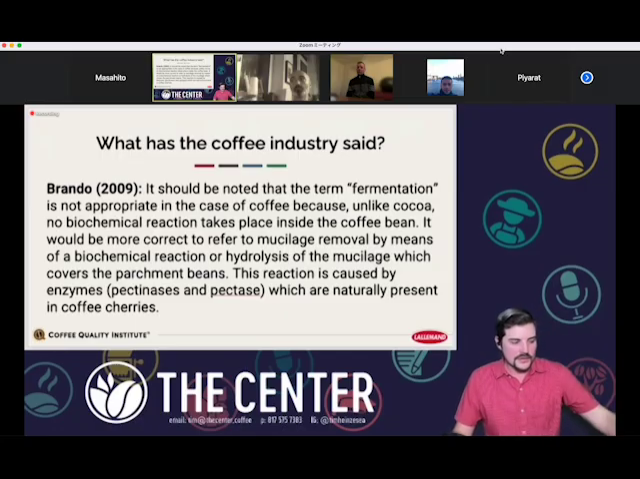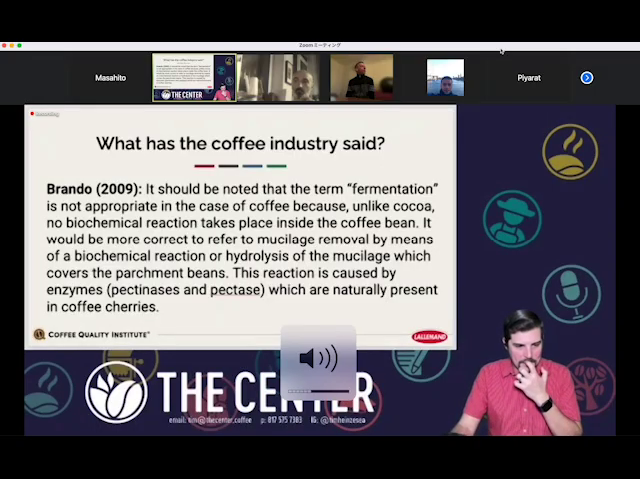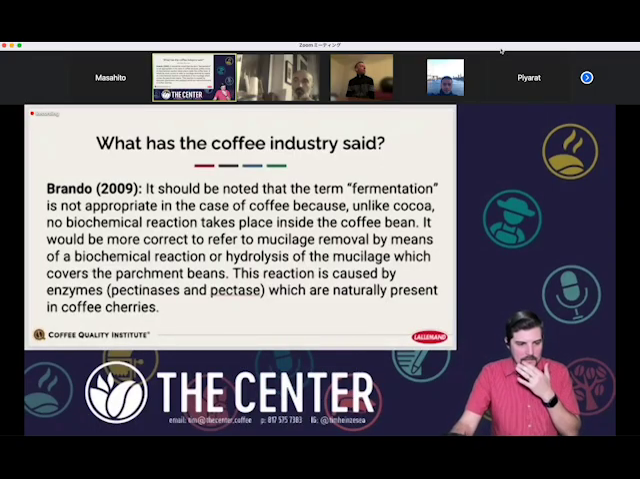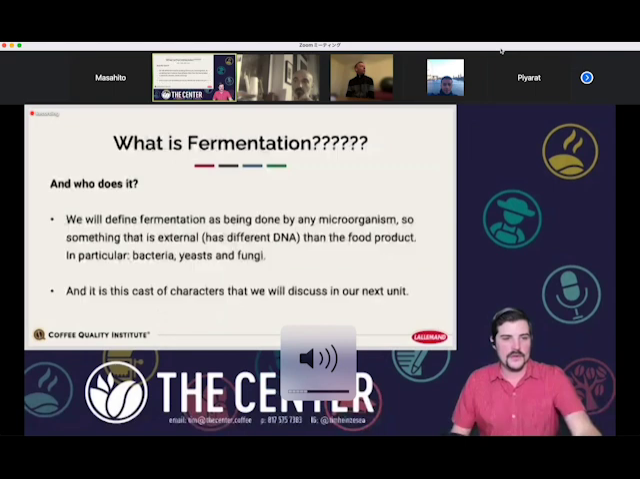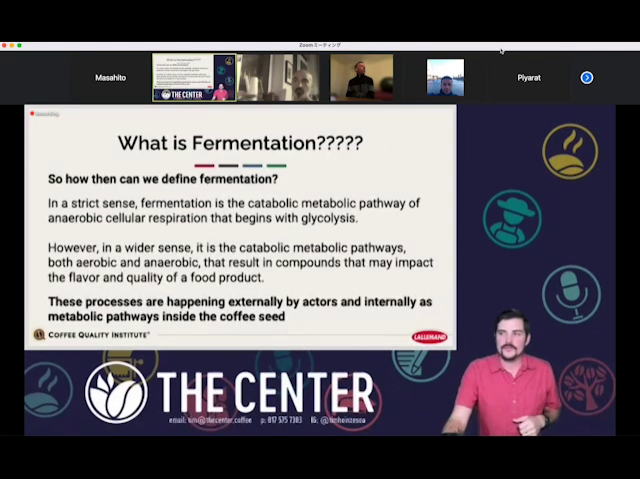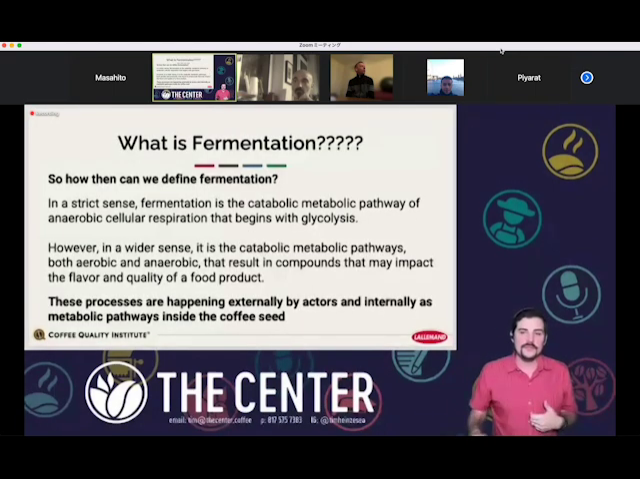You said at the end when you were defining fermentation again, you said strictly it is anaerobic, but in a wider sense, it is both an anaerobic and aerobic catabolic metabolic pathway. So which one should we consider, both aerobic and anaerobic, or just anaerobic?